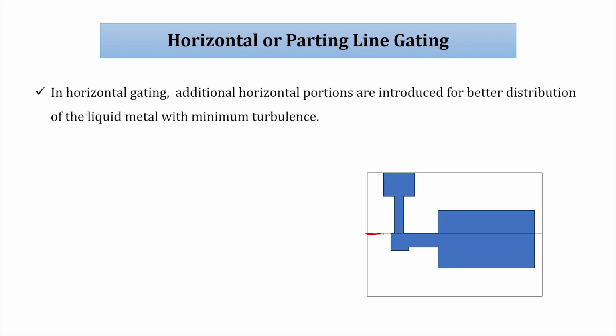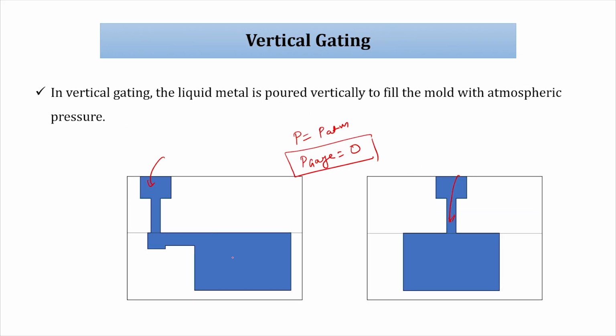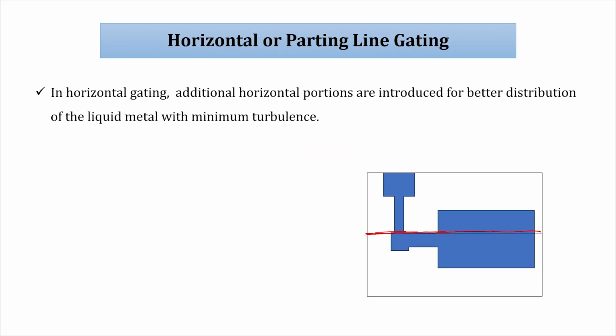In this gating design, gates, runners and ingates are all on the parting line of the casting. It is not about only cope and drag; the pattern should be in cope and drag. Otherwise, if the pattern is only in the cope or only in the drag, then you obviously have top gating. Your pattern should be in cope and drag, and your runner or ingate should be at the parting line.